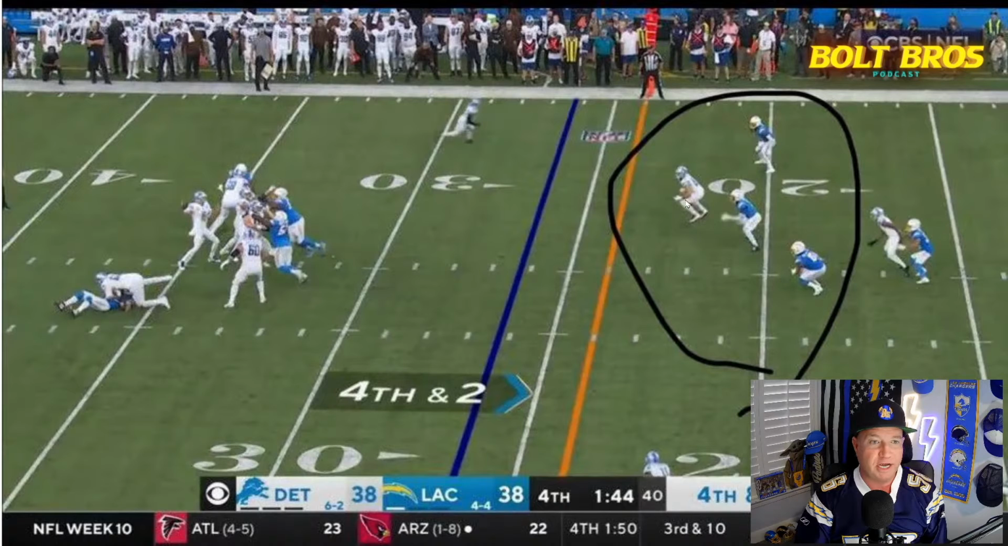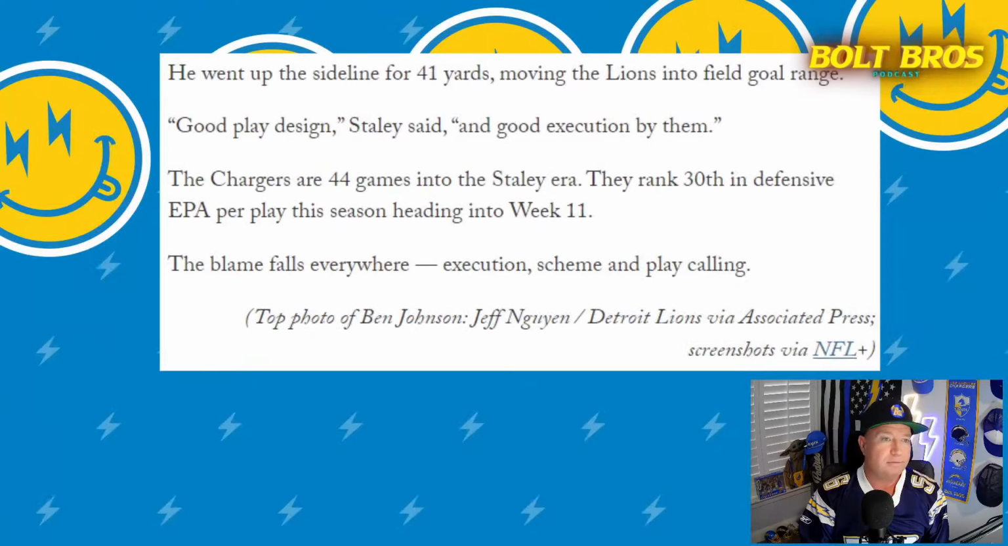Like, this guy's open. It's 4th and 2, and you're playing this like sloppy zone. Joey Bosa's on the ground, taking a nap, apparently. I don't know what's going on with him. And again, it's maddening when you sit back and think about how bad we have played at times in this situation. This is the end of this Popper article.